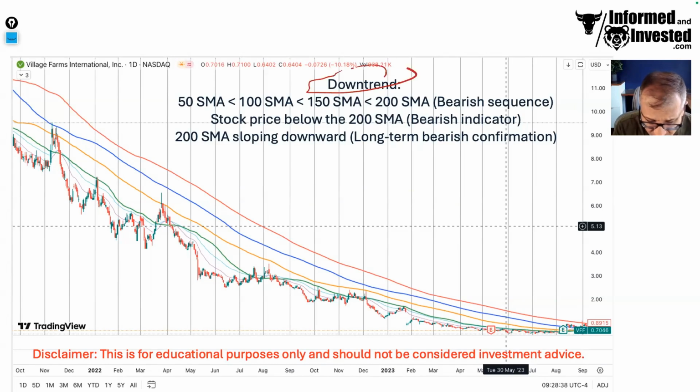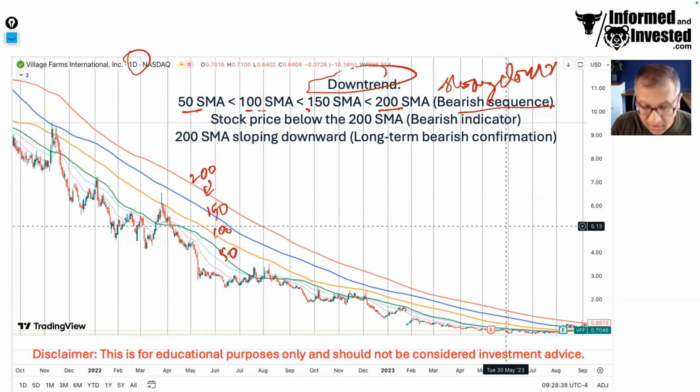And if it's an established downtrend, and this is a daily chart, you can do that for monthly and weekly as well. But in this case, the 50 simple moving average is less than the 100 simple moving average, which is less than the 150-day, which is less than the 200-day simple moving average. In other words, the 200-day simple moving average, which is right here, the red one, is higher than the 150-day, which is higher than the 100-day, which is higher than the 50-day. This is the opposite, and they're all sloping downwards, right? That is a bearish sequence. So sloping down, and they're in the pattern of the greater than, less than I just told you about.